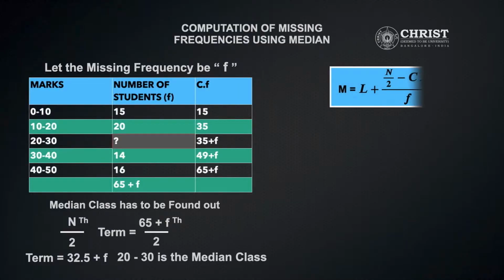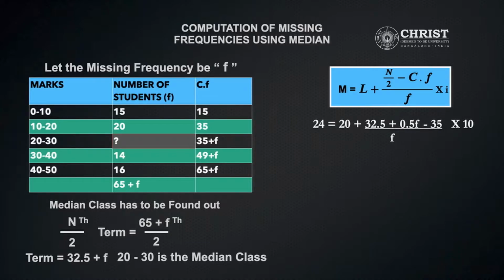Now what do we have to do? We have to use the equation for computing median to compute the missing frequency. So median M is equal to L plus N by 2 minus cumulative frequency divided by F into I. Substituting the values, median is already known, 24. Lower limit is 20 because 20 to 30 is the median class. 32.5 plus 0.5F minus 35 divided by F into I, where I is 10. The preceding cumulative frequency is not known in terms of the frequency, that is why we are using F.